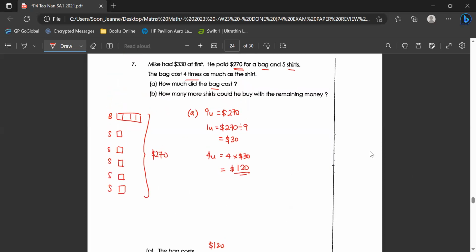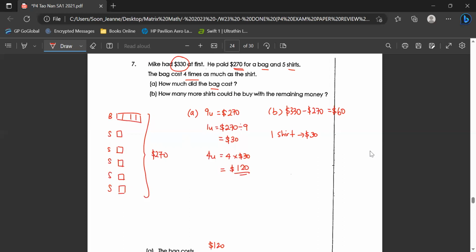So B, how many more shirts could he buy with the remaining money? So which means, if you read carefully, you know Mike had 330 at first. So if he spent 270, the remaining money will be 330 minus 270, which means he actually had $60 left. But I want to find the number of shirts. So you know that the shirt is actually 1 unit, which means one shirt is actually a cost of $30.